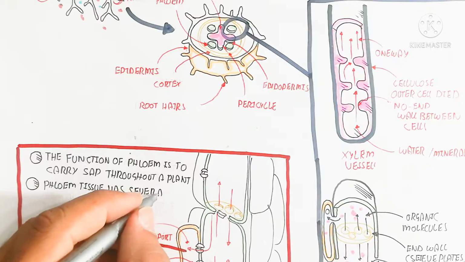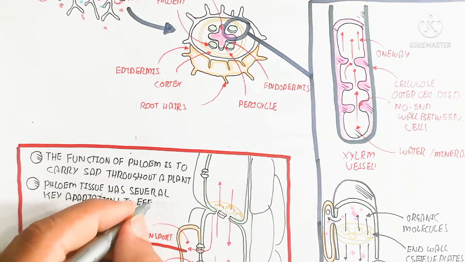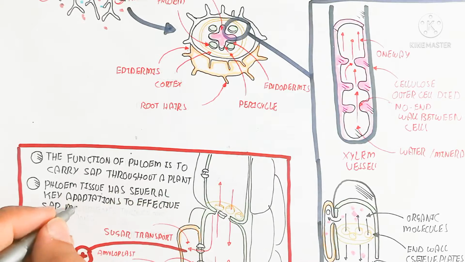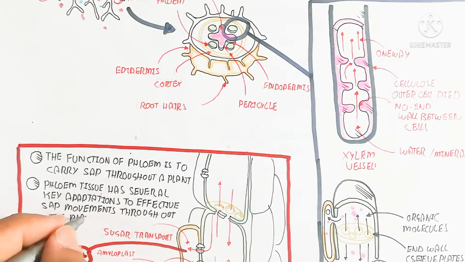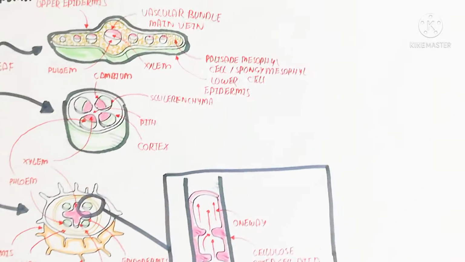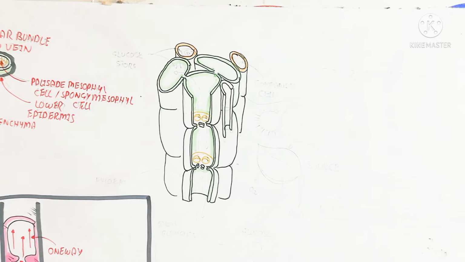So the function of phloem is to carry sap throughout a plant, and phloem tissue has several key adaptations for effective sap movement throughout the plant. So let's begin to understand the source and sink. What is source and sink?